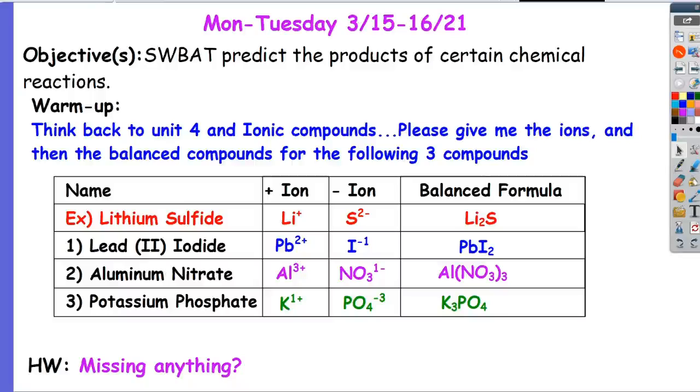And then phosphate, it ends with ATE, which means it's one of my polyatomic ions. So when I look it up on the right side of the polyatomic chart, I get PO4 with a -3 charge. So my charge of 3 comes down to my K, so I have K3, and my charge of 1 on my potassium comes down to my phosphate, so I don't need to write it. So my balanced formula is K3PO4.